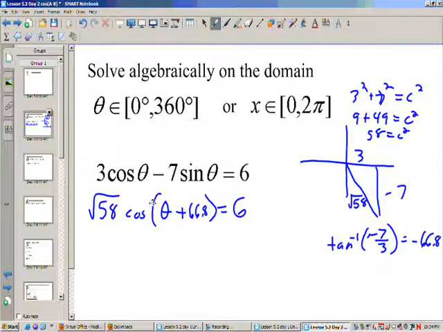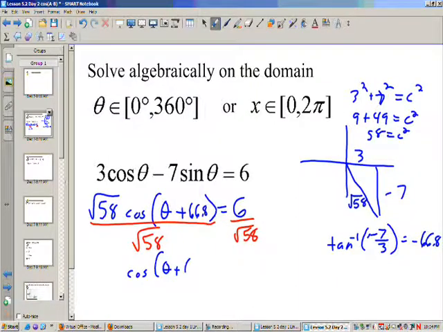So now we want to solve this for theta. So we want to divide by root 58 on both sides. So I have cosine of theta plus 66.8 is equal to, now I'll do it on my calculator, 6 divided by the square root of 58. That's 0.7879.